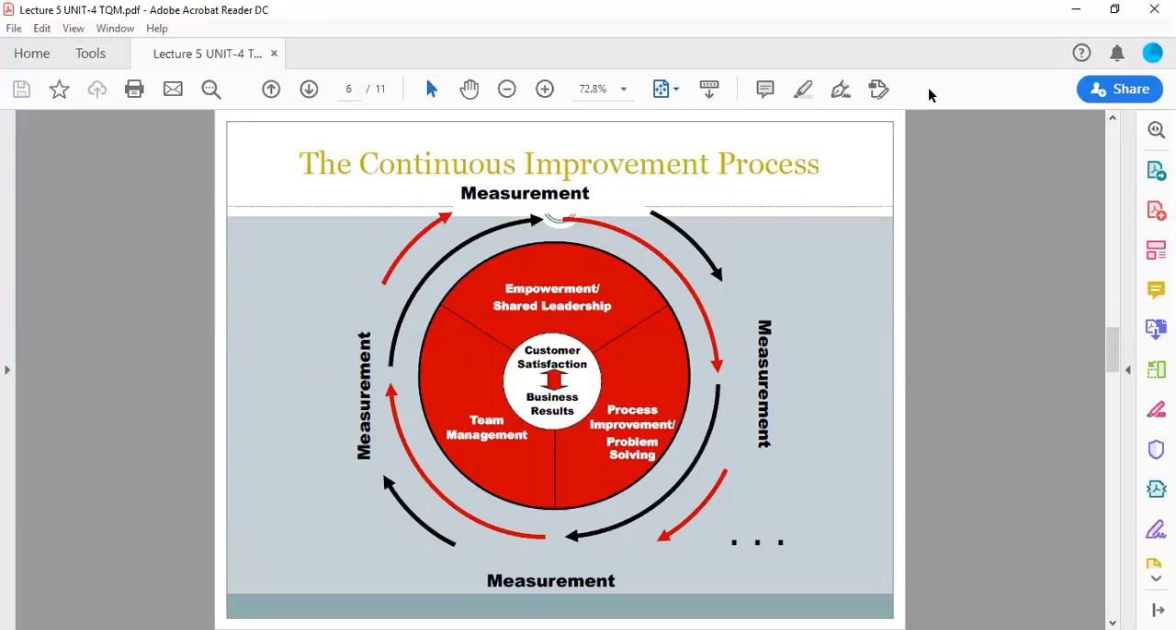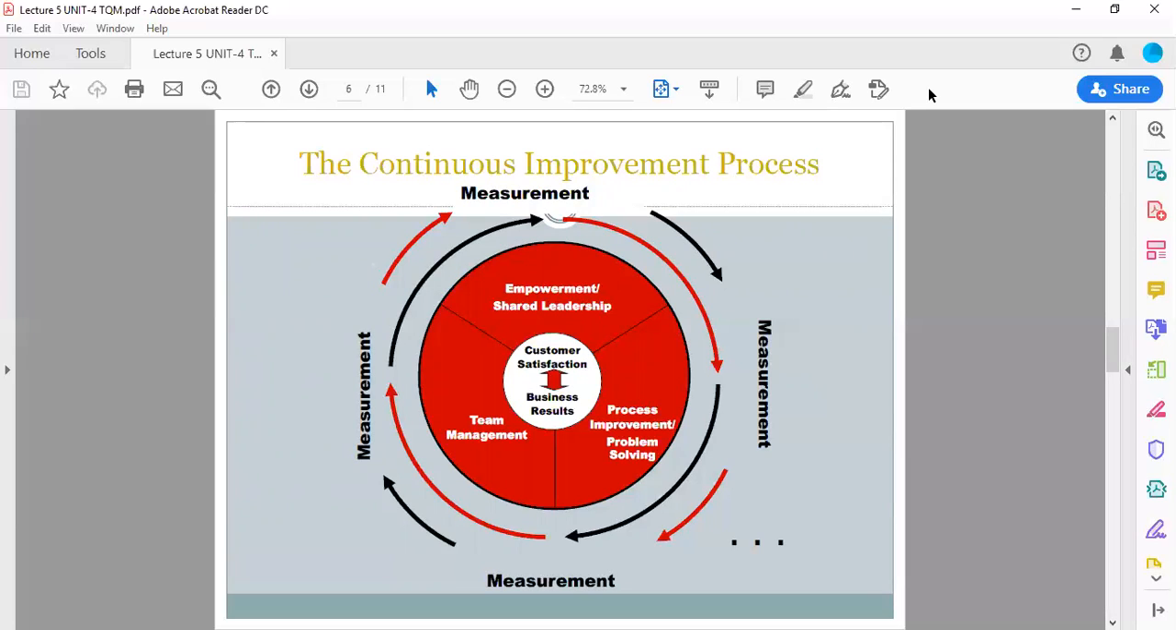Now this is the continuous improvement process, that we have to go for measurement for each step. That means empowerment means we have to go for shared leadership. Okay, what does shared leadership mean? Shared leadership means that decisions come not only from the top level, but it also takes input from the lower staff.